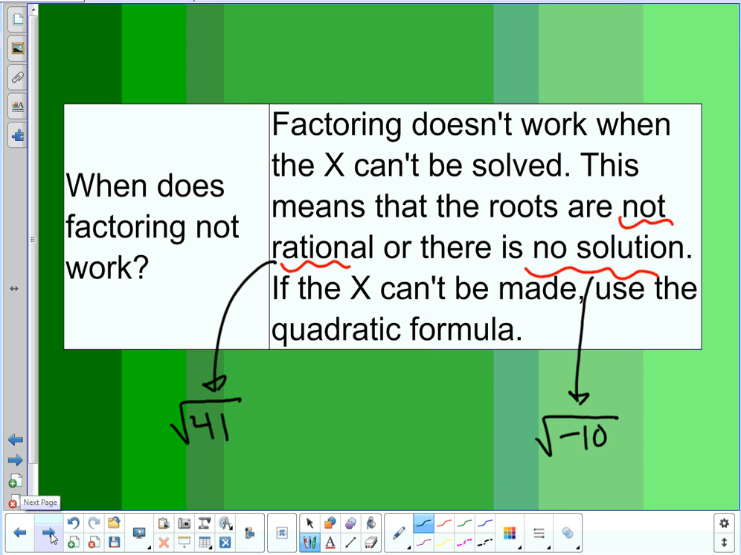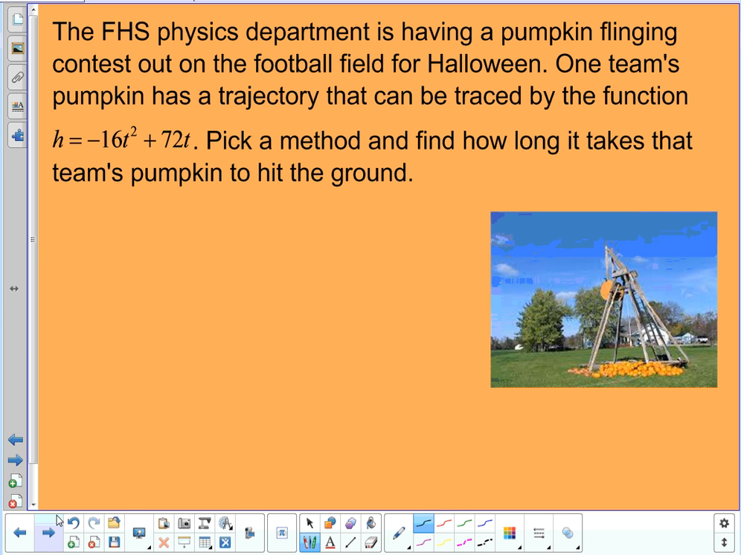All right, let's talk about the last question on your page. It says the FHS physics department is having a pumpkin flinging contest out on the football field for Halloween. One team's pumpkin has a trajectory that can be traced by the function h is equal to negative 16t squared plus 72t. Pick a method and find how long it takes that team's pumpkin to hit the ground. So I right away notice that there are only 2 terms, and I also notice that I can take a t out of both of them.